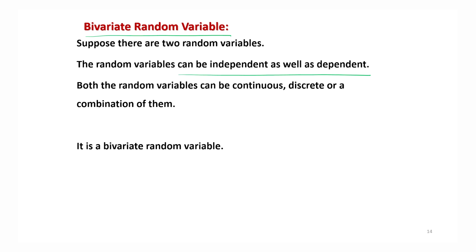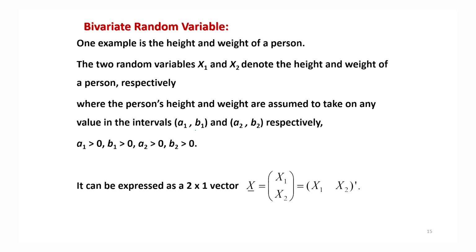And both these random variables can be continuous, meaning both are continuous, both are discrete, or a combination of them, where one of them is continuous and another is discrete. So this is the general setup of a bivariate random variable, right?